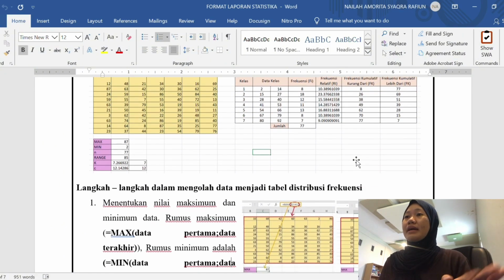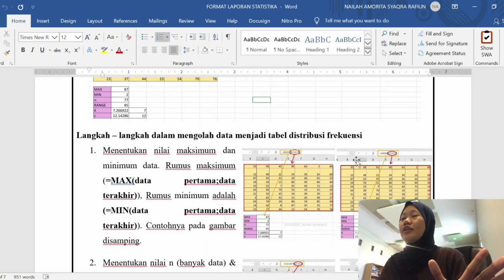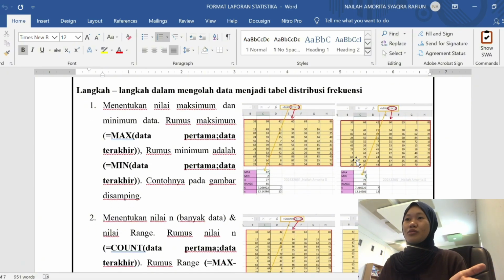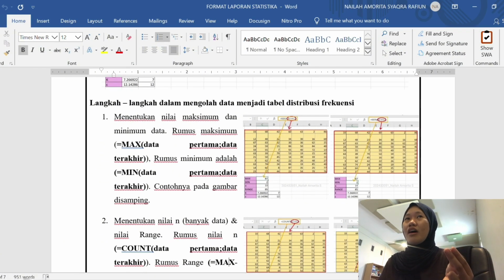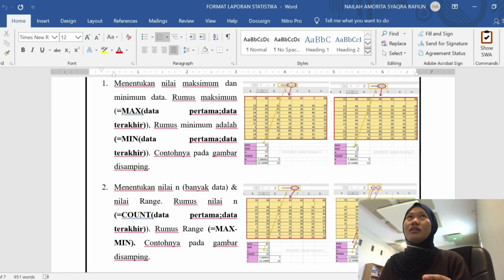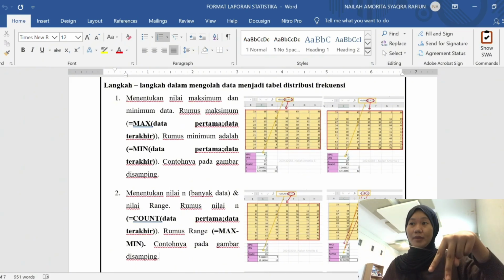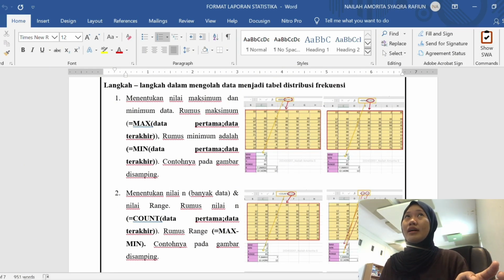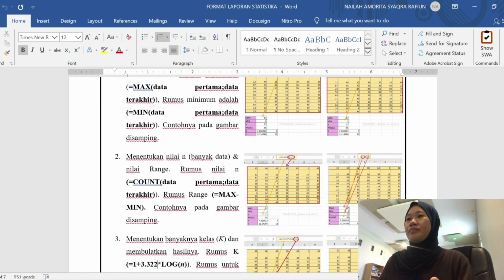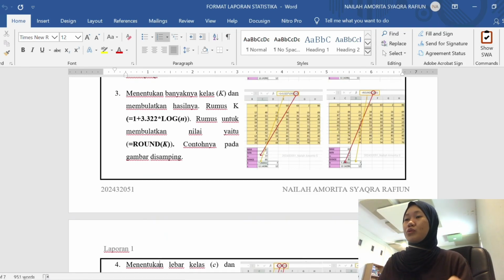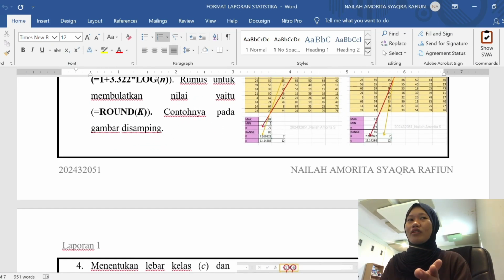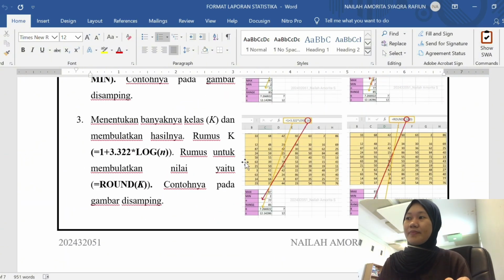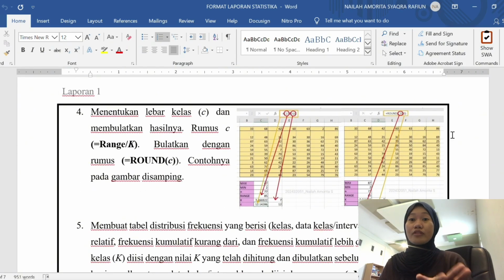Okay, in making a frequency distribution table, the first step that needs to be done is to determine the maximum and minimum values. The amount of data available is commonly symbolized by the letter N, and determine the range value like this. The next step is to determine the number of classes and class width. And after determining both, usually the result is rounded.